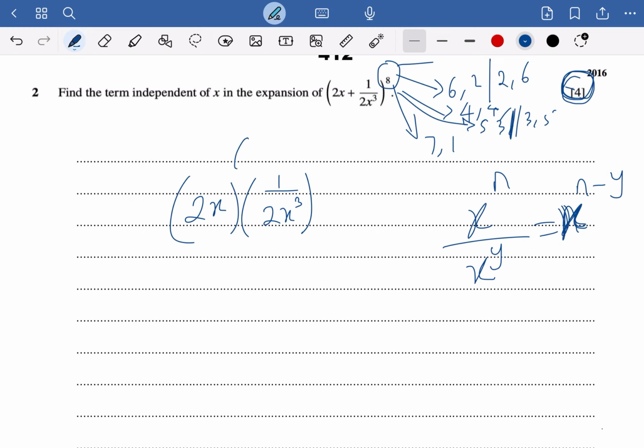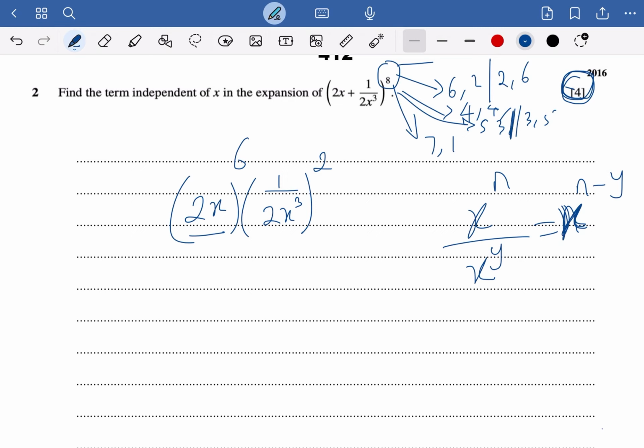So if I have 6 and 2 here, you can see x to the power of 6 from here times 1 over x to the power of 6 from here. The x6 will cancel. So this is the term I want. If I were you, I would do more questions on this, and try to look for questions like this.